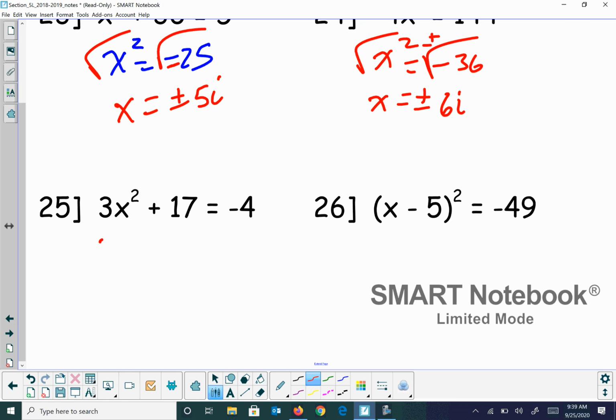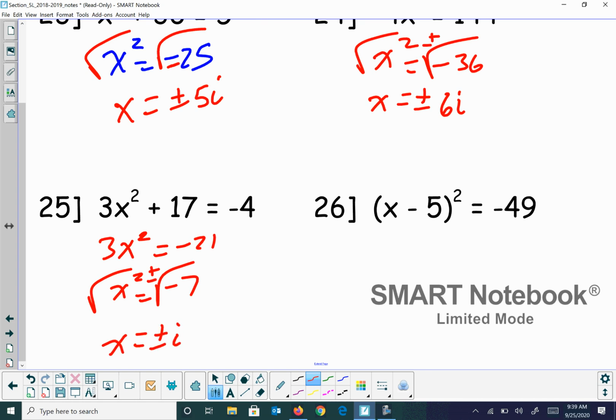Next problem, I'm going to subtract 17 from both sides first. So that's negative 21. Divide each side by 3. Gives me negative 7. Root, don't forget the plus or minus. x equals plus or minus i root 7.